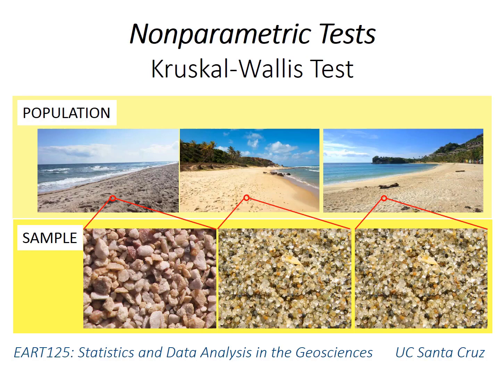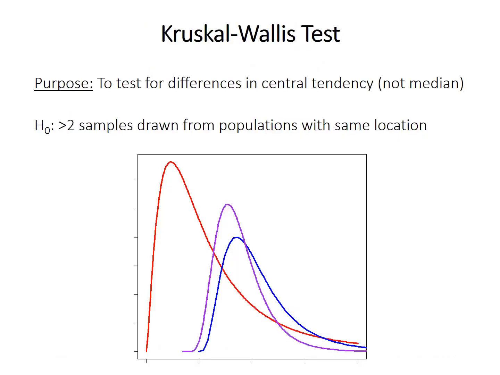This video introduces the Kruskal-Wallis test, which is the non-parametric equivalent of ANOVA. So it tests for differences in central tendency among more than two non-normally distributed samples. As I said, the purpose of the Kruskal-Wallis test is to examine differences in central tendency. It works on rank order data, so it doesn't specifically test for the mean or the median, but the null hypothesis is that all samples are taken from populations with the same location. And location in this sense just means the center of the distribution.